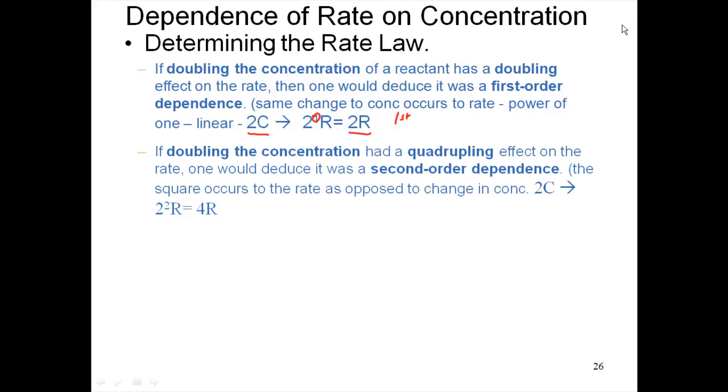If doubling the concentration has a quadrupling effect on the rate, one would deduce it's second order. Basically, the square is happening to the rate as opposed to the change in concentration. So if I double the concentration of the species, 2 to some power times r will give me 4 times the rate. In this case, for 2 to something to equal 4, it's squared. If I triple the concentration, 3 squared gives me 9 times the rate. The square happens to it.